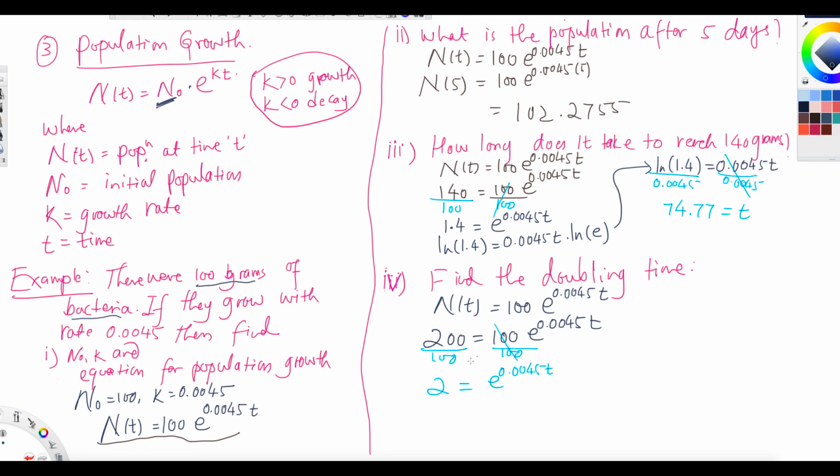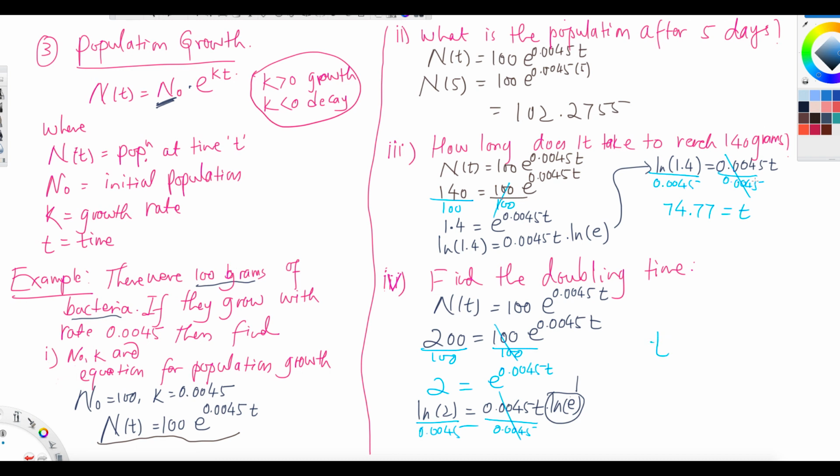Now take the natural log on both sides. What do you get? If you take the natural log, you will get ln 2 equals, on the right side, that exponent comes before the natural log. So 0.0045 t and then natural log of e, right? But the natural log of e is 1, right? This value is 1 basically. Now how do you solve? You divide both sides by 0.0045. Let's do that. That will cancel out.